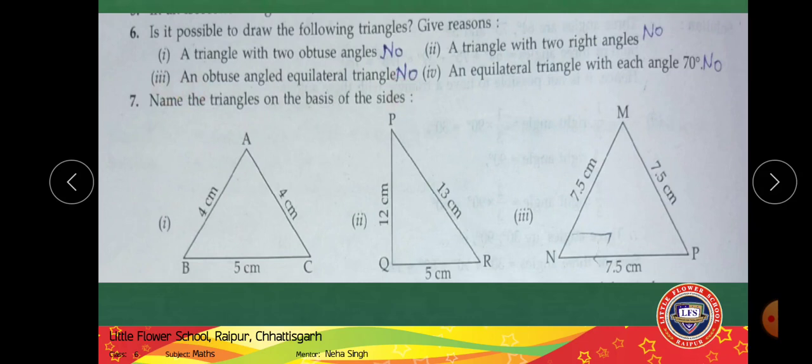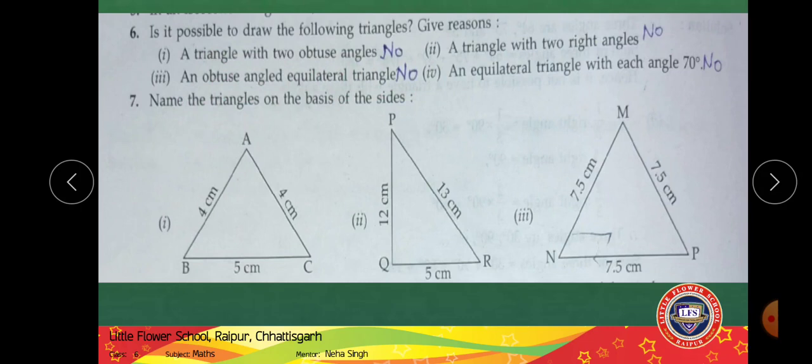Next, an obtuse angled equilateral triangle. Obtuse angled means all the angles greater than 90 degree, and equilateral means all will be equal. Means if one is 100 degree, the other two also will be 100 degree. So 100 plus 100 plus 100 is 300. So is an angle sum of 300 possible in a triangle? No, it is not possible. So this is also no.